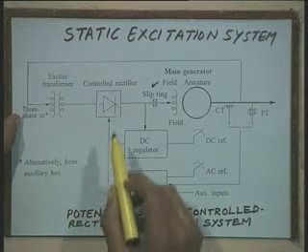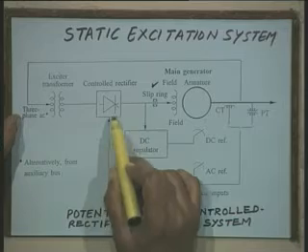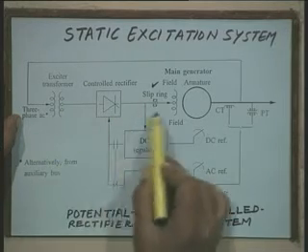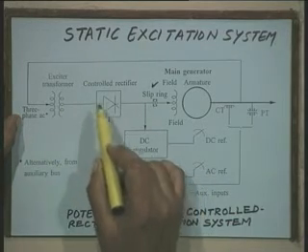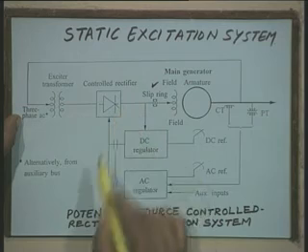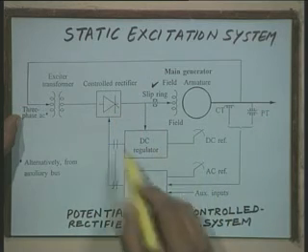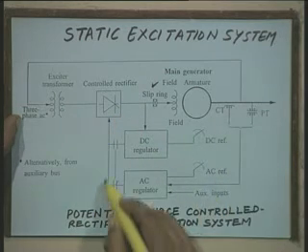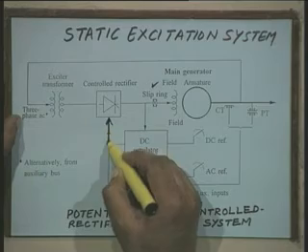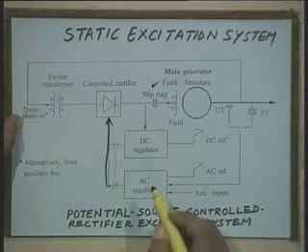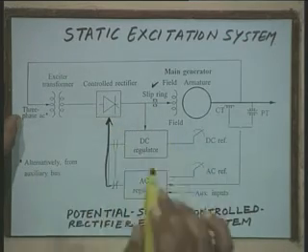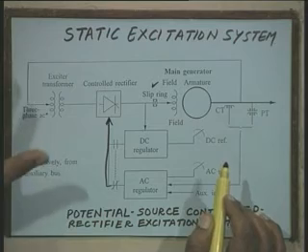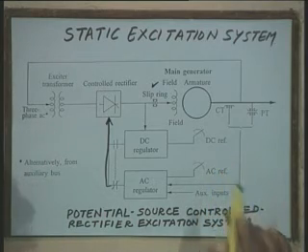The output of the excitation system is controlled by controlling the firing angle of the control rectifiers. That is, the AC regulator directly acts on control rectifiers, and we get the regulated current in the field circuit of the synchronous generator.